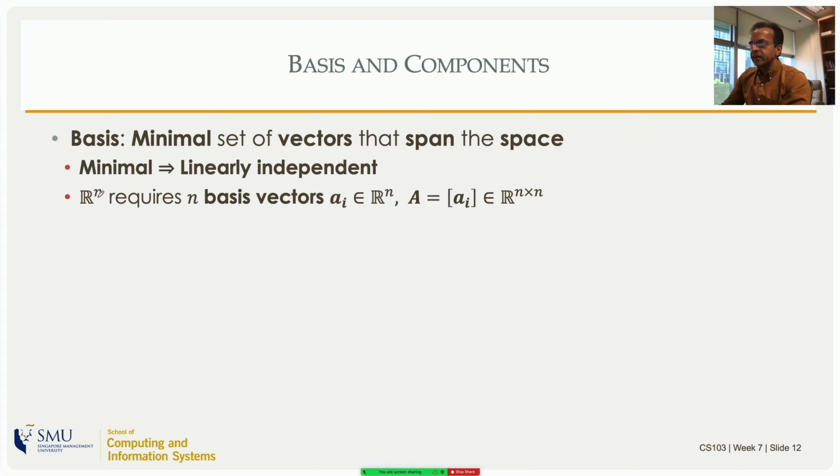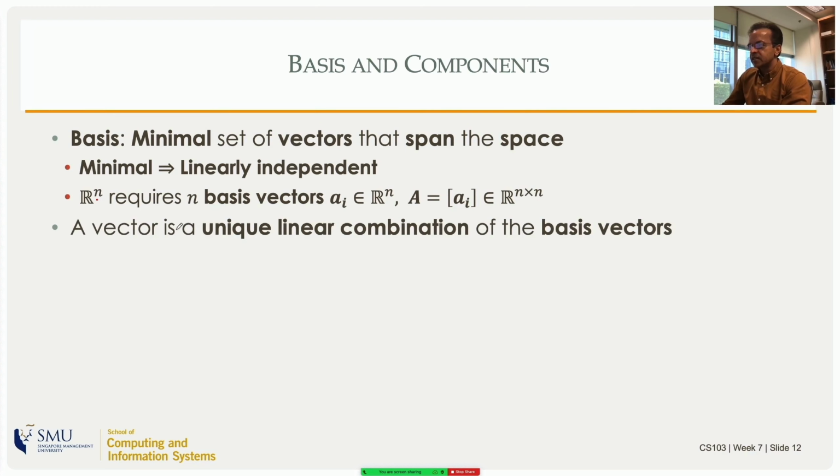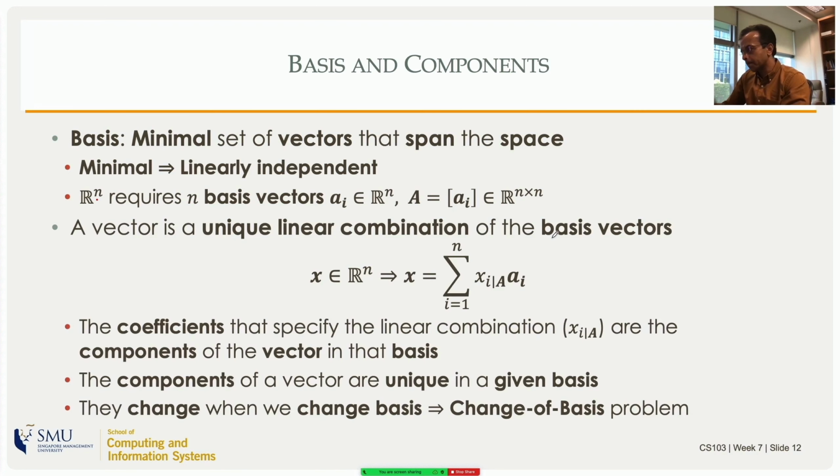In Rn, you have n components for all the vectors in Rn. Then you need n basis vectors too. If Ai, the ith column of matrix A, is a basis vector, then you will need n of them. So once you have a basis, a vector is a unique linear combination of the basis vectors, which we saw multiple times. Then let me introduce a new notation here.